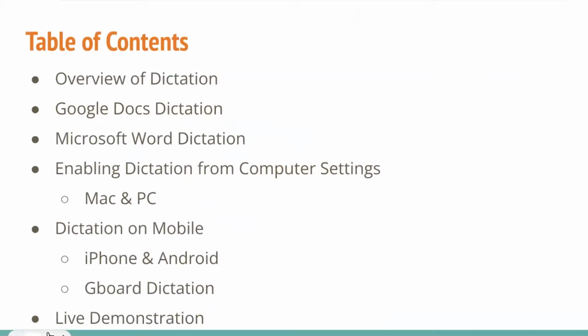So to start off with an overview of what we'll be covering today, we're going to talk about what dictation is, then move on to how to use Google Docs dictation, which is specific to the Google Docs platform. Then similarly, we're going to discuss Microsoft Word dictation, then how to enable dictation from computer settings, both Mac and PC devices, then dictation on mobile devices such as iPhones and Androids, and also Gboard dictation. And then I'm also going to go through a live demonstration on my Mac of how to enable the feature and then also how to use it.